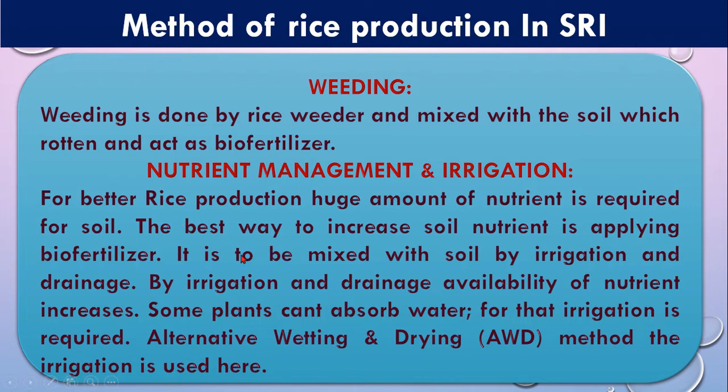And then nutrient management and irrigation. For better rice production, a huge amount of nutrients is required for soil. The best way to increase soil nutrient is applying biofertilizer or organic fertilizer. I told you again, try to always apply biofertilizer or organic fertilizer, because sometimes the leftover of chemical fertilizer makes toxic substance in the soil, which is very harmful for soil. And then in this method, the alternative wetting and drying method, that means AWD method, is used for irrigation, we will talk about it later in this lecture.